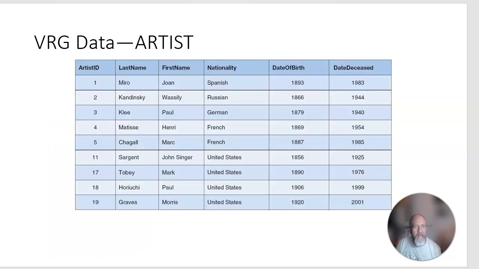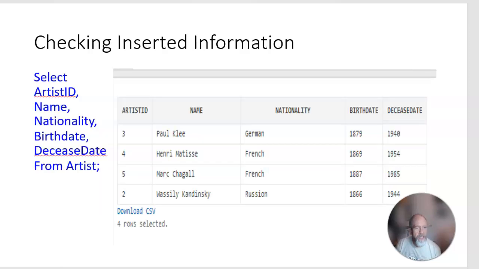So here's the data for the artist. This is what it'll look like for that database. I didn't insert all of them at one time. You can easily check the inserted information. I typically just use select star from artist because it's just going to show me everything, and I don't have to type all these things out. But you can also say, show me each of these: artist ID, name, nationality, birth date, death date from artist. I don't have to do that, though. I can just say select star from artist, and it should work.